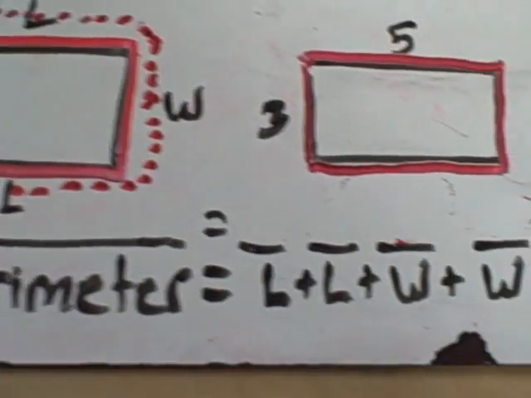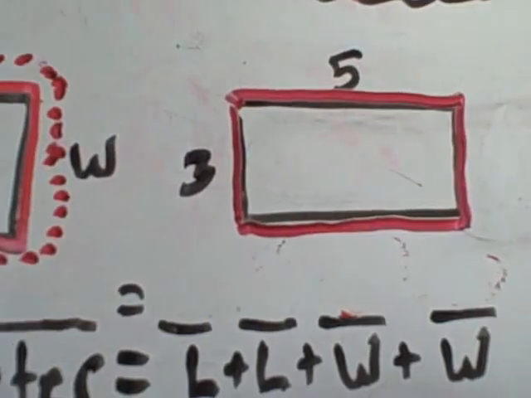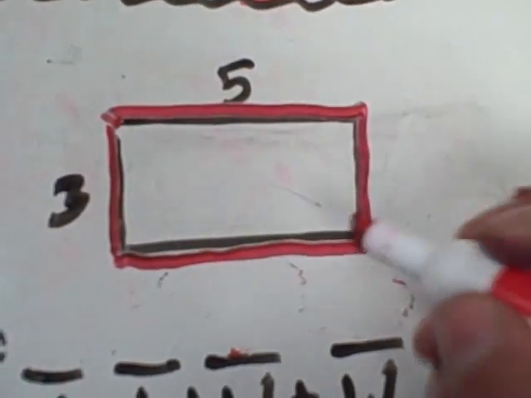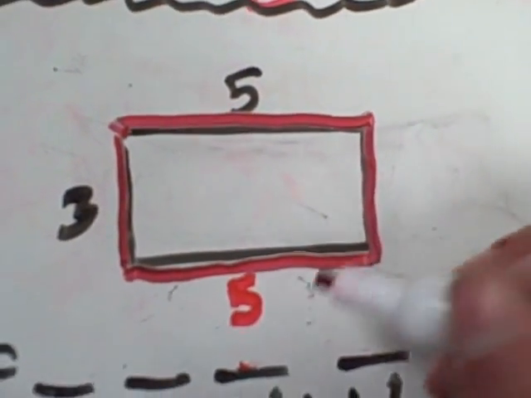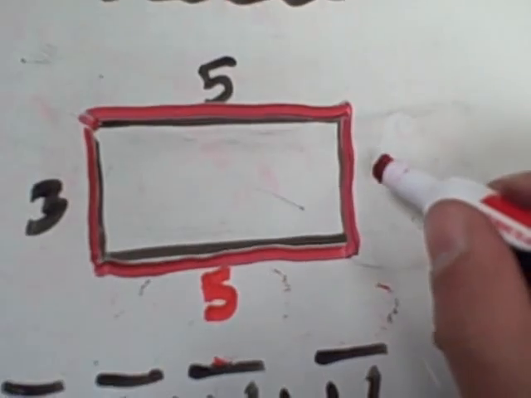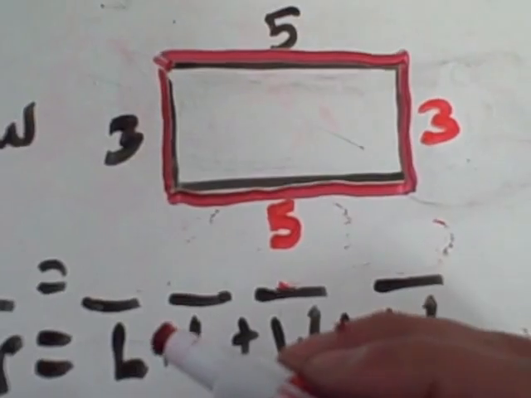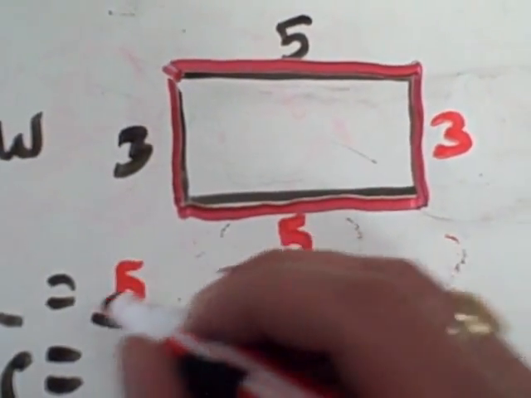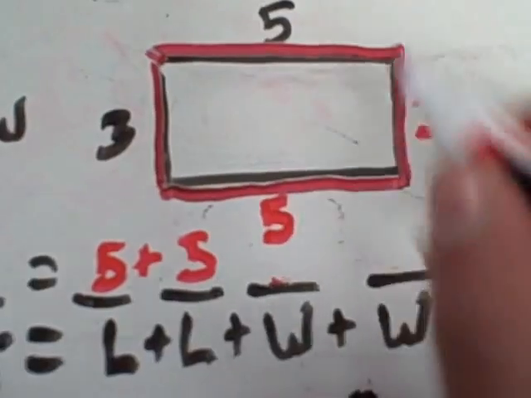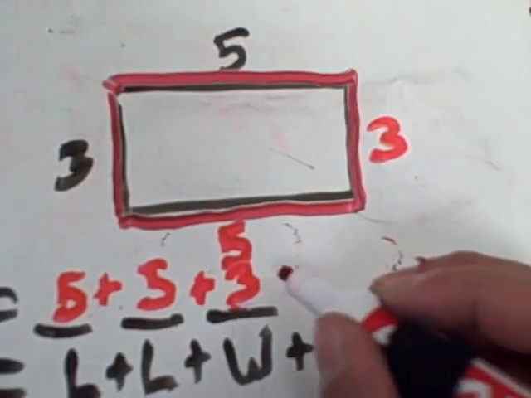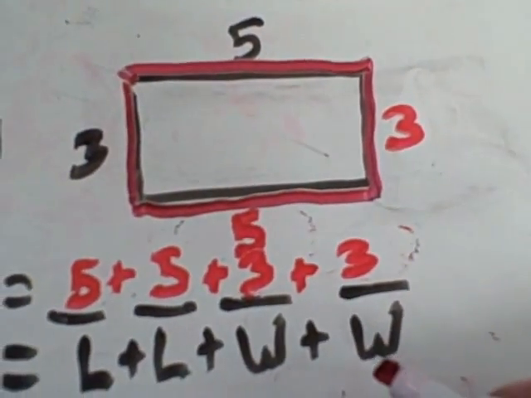So now that we know the equation for perimeter and what perimeter means, let's do one. Here's a rectangle. It's a 5 by 3. The length is 5 and the width is 3. I know that rectangles have opposite sides that are parallel and congruent. So if this length is 5, then I know this length is 5. And if this width is 3, then I know this width is 3. And I have enough to find my perimeter. Length, 5, plus the other 5, plus width, 3, plus the other width, 3.